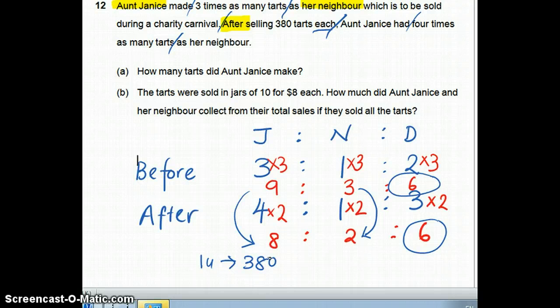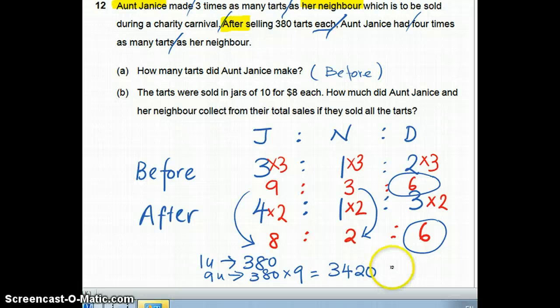And how many tarts did Aunt Janice make? So I assume this is before. Aunt Janice actually made 9 units. And that will be 380 times 9. That will give you the answer of 3,420 tarts. And that's the answer for part A.